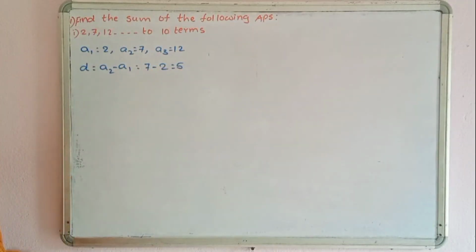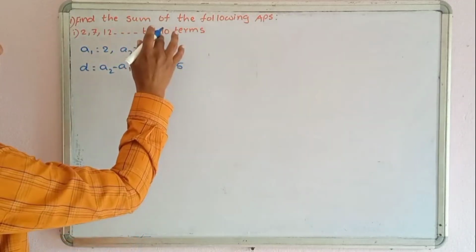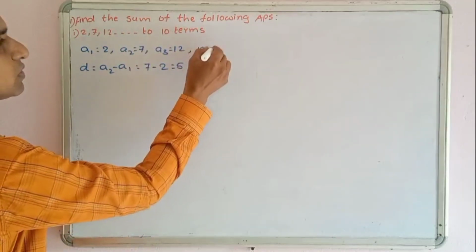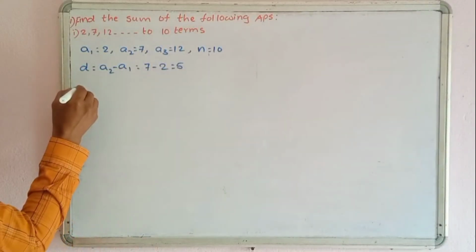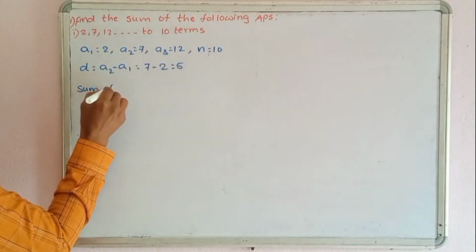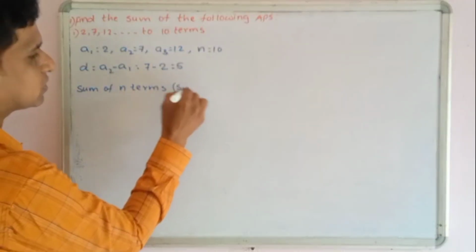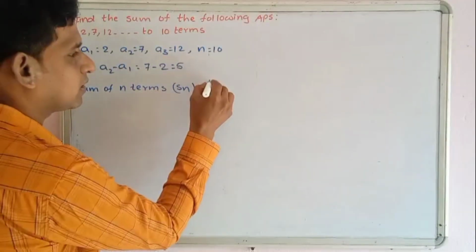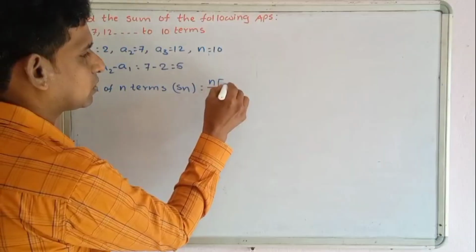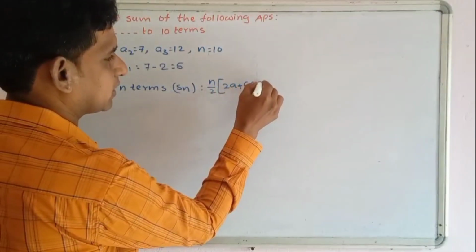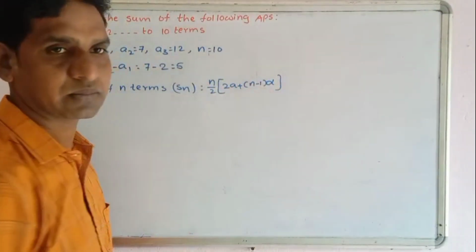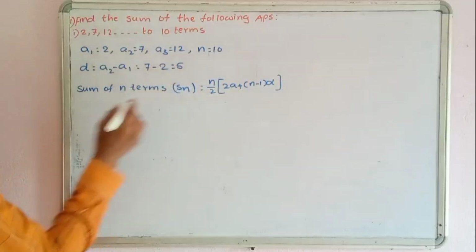Now we will find the sum of n terms. Here, what is the value of n? n equals 10, because 10 terms are there. So now Sn, the sum of n terms. What is the formula? Sn equals n by 2 into 2a plus n minus 1 into d. Here the value of n is 10.